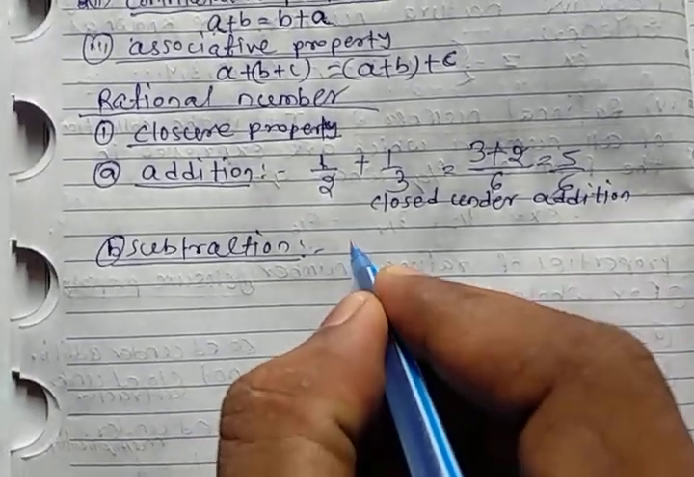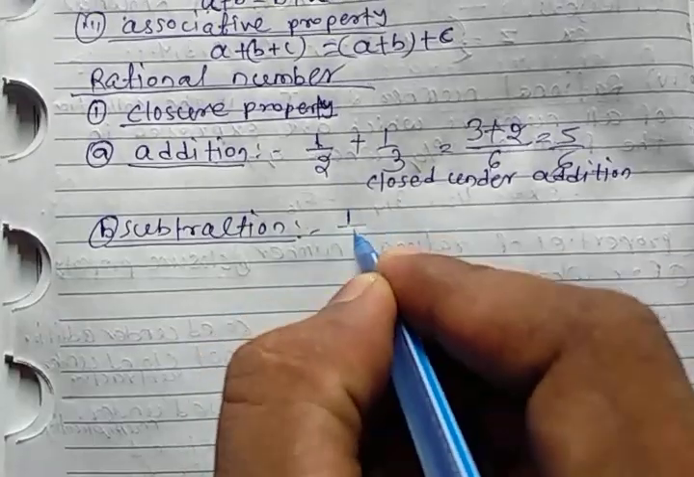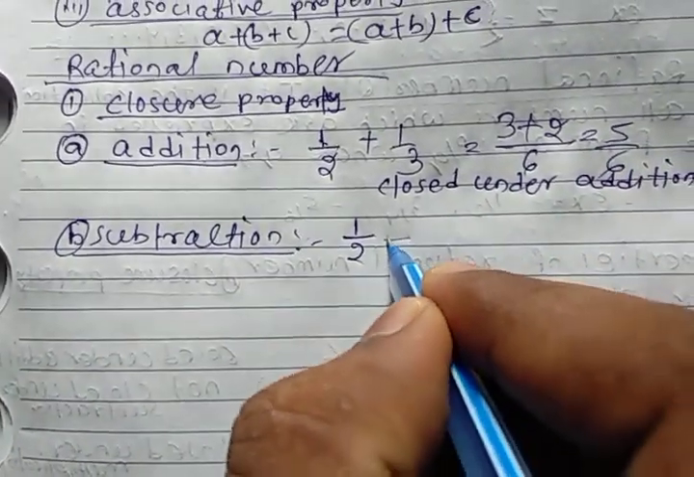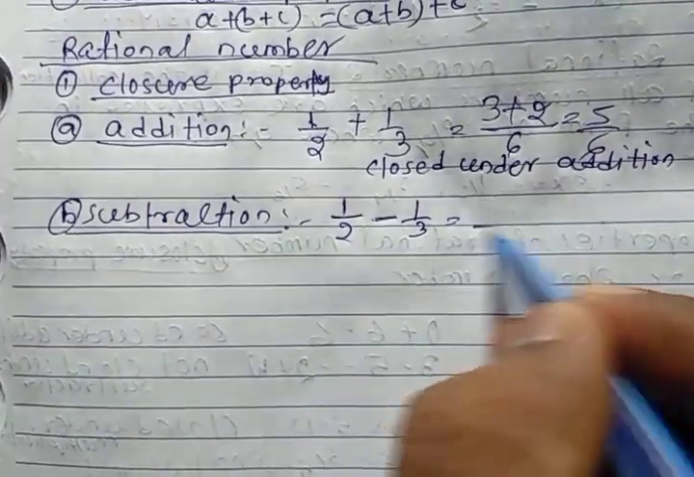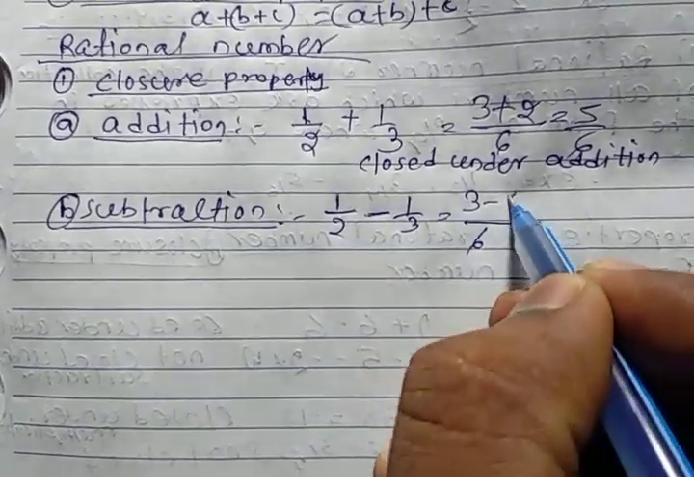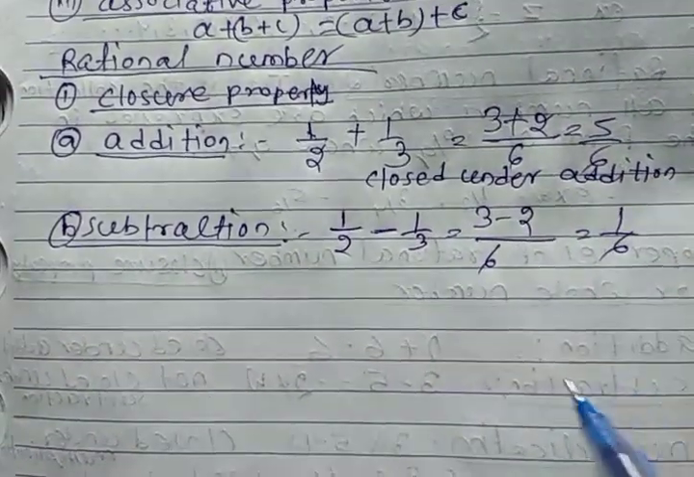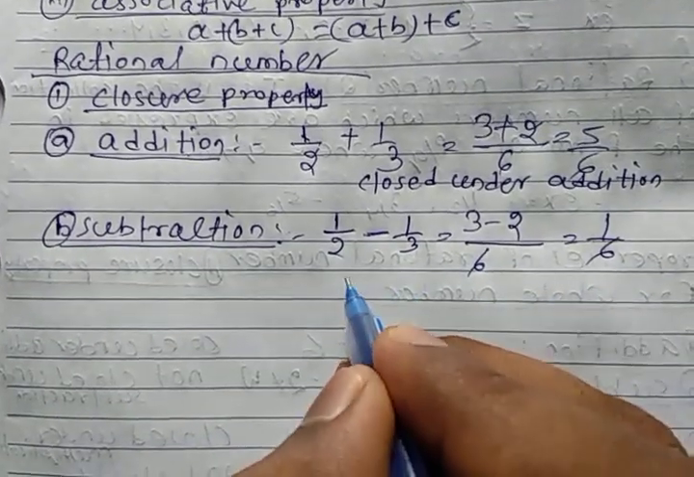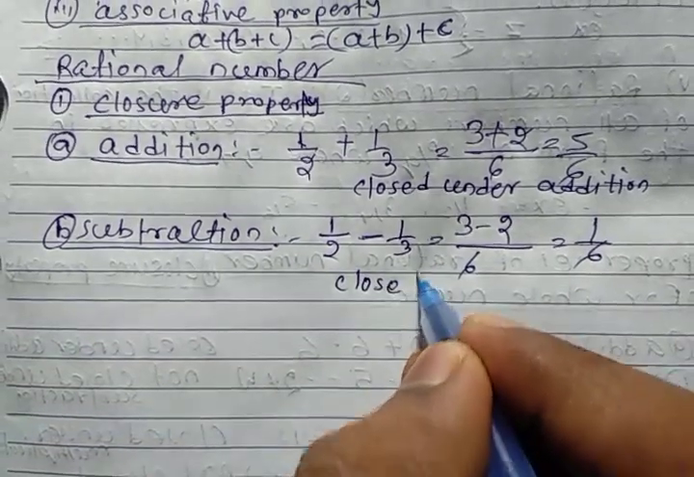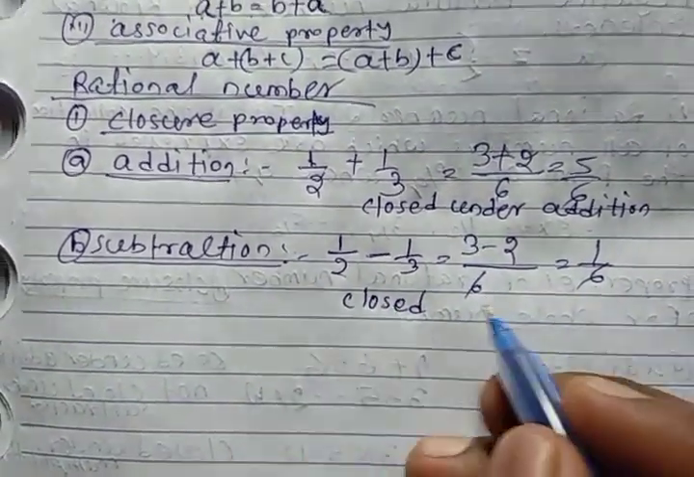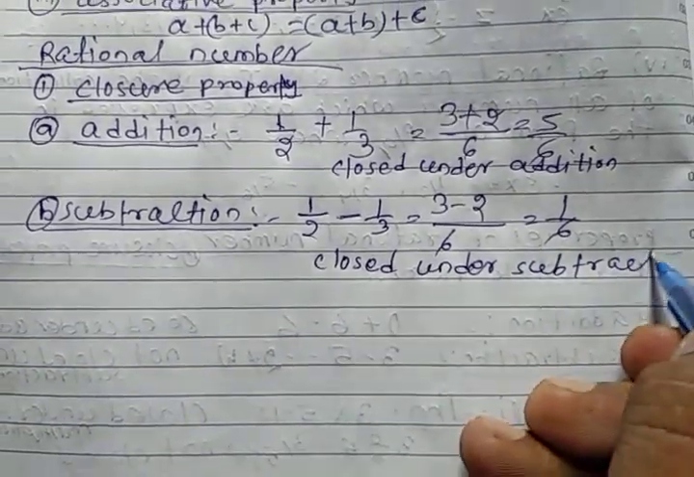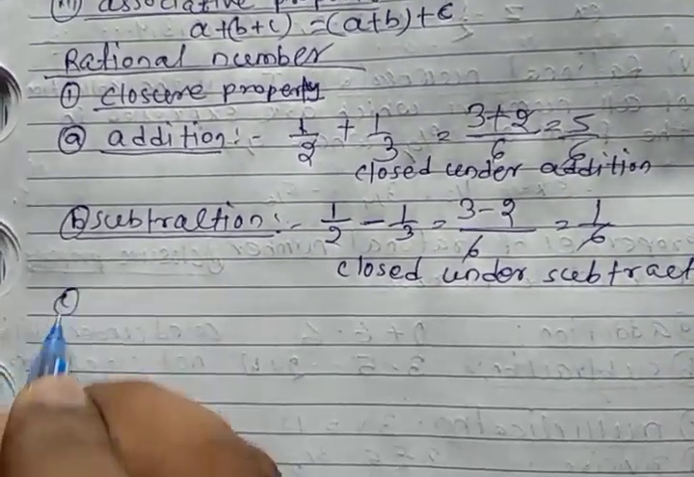Then subtraction. When we subtract, 1 by 2 minus 1 by 3, we get the same LCM, that is 6, and here it is 3 minus 2 equal to 1 by 6, which is also a rational number. So subtraction is also closed. So rational numbers are closed under subtraction. Then multiplication.